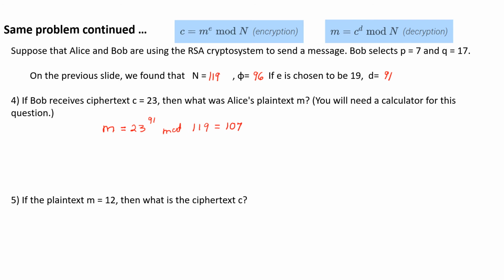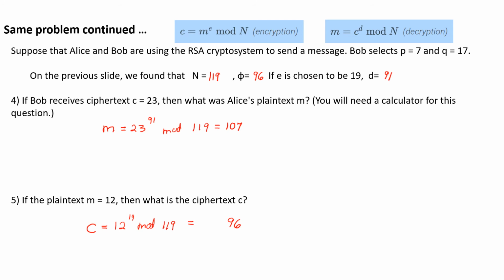But now let's go back further. What if the plain text message started out as 12? What would the ciphertext have been? So C is equal to 12 to the power of E. E is 19, so 12 to the 19th power mod 119. Again, it's n. We take mod n. And we could put that in your calculator and get a 96. So that would be the answer there. So as long as we know N and E and D, then we can go back and forth like this.